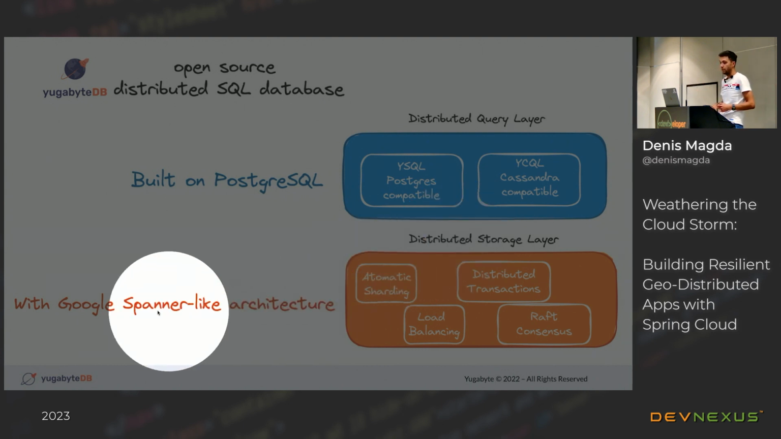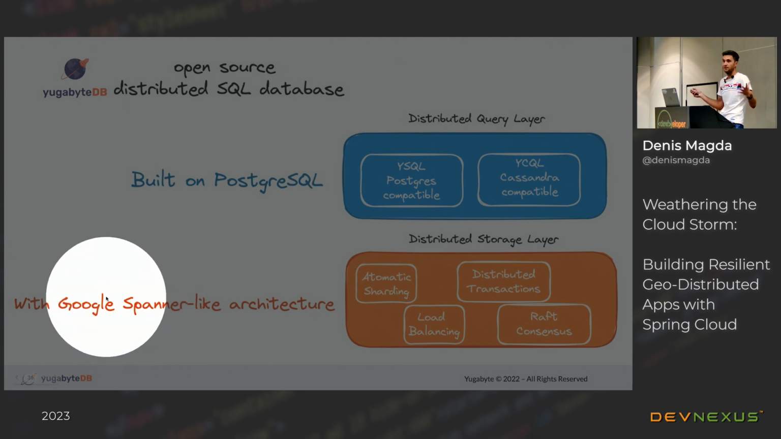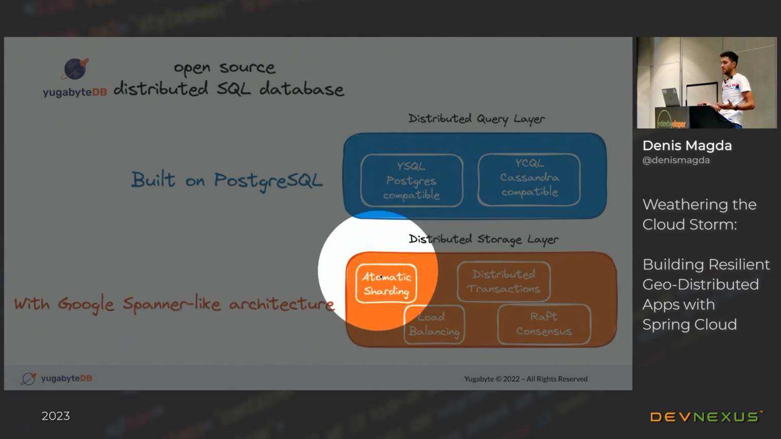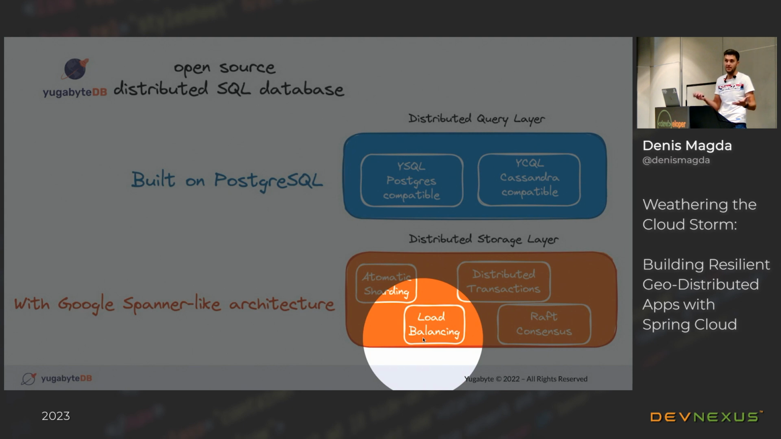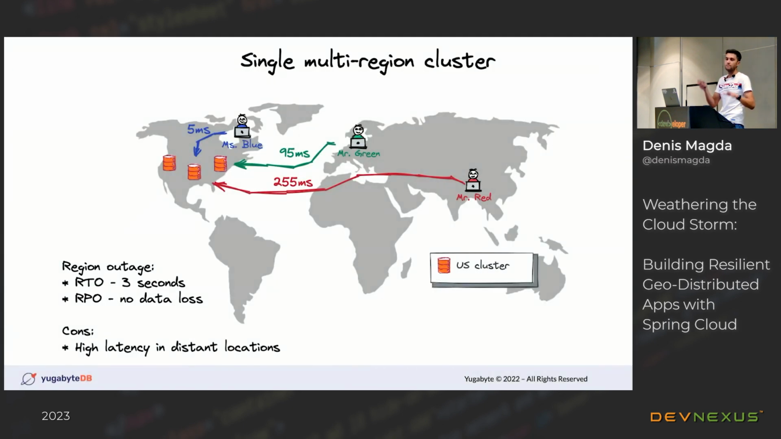The storage is inspired by Google Spanner. Google Spanner is one of the first true distributed SQL databases. And our storage, same as Spanner, is automatically sharded, with distributed transactions, the Raft consensus protocol, and a lot of other stuff. Okay? So now, let's quickly go back to the deployment options.